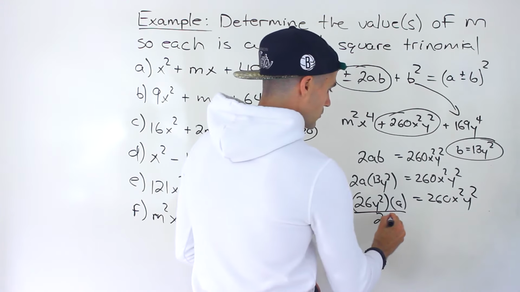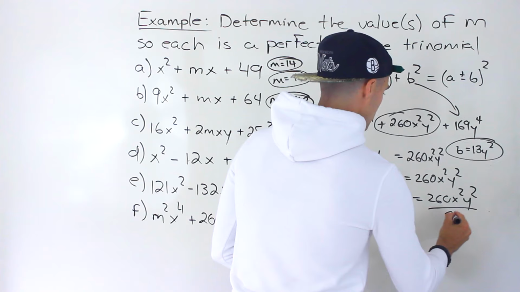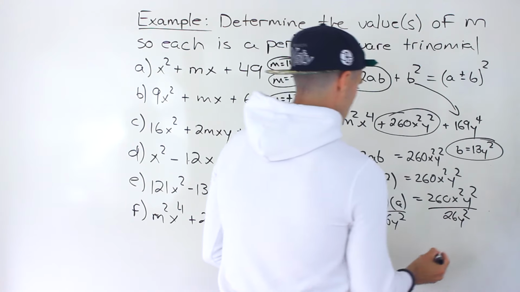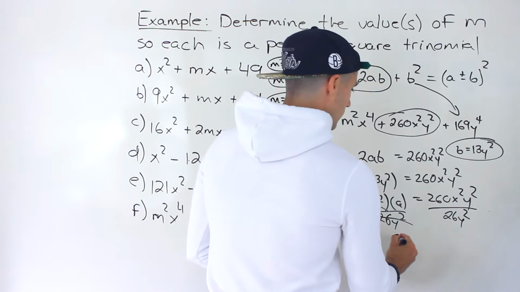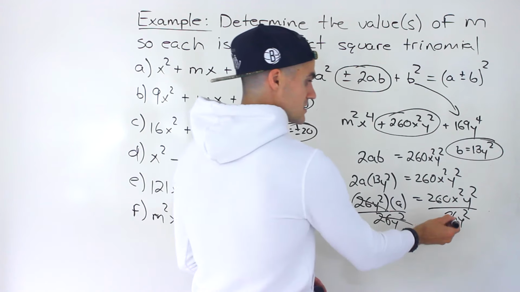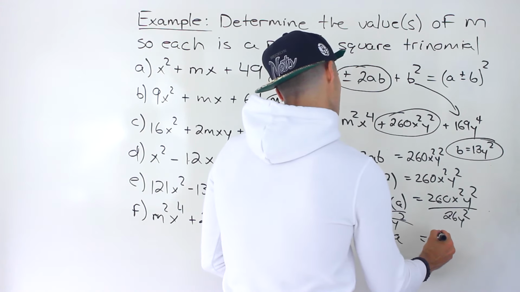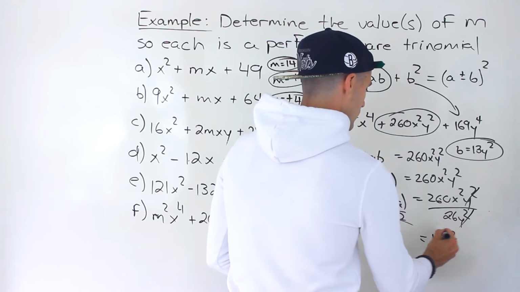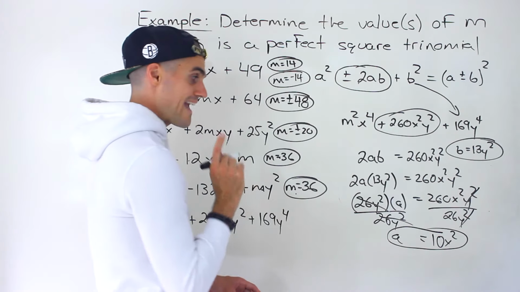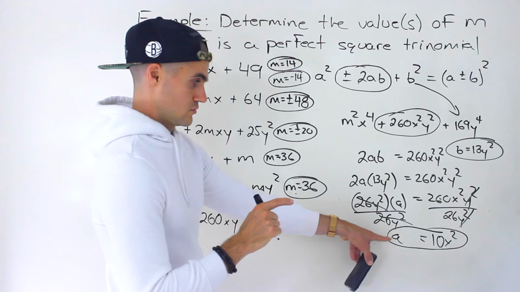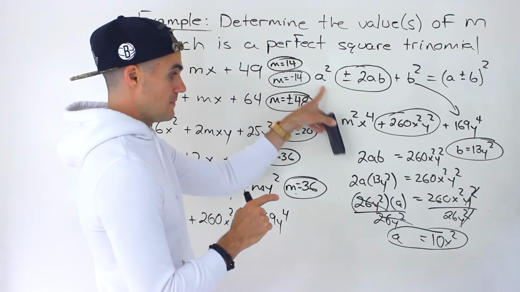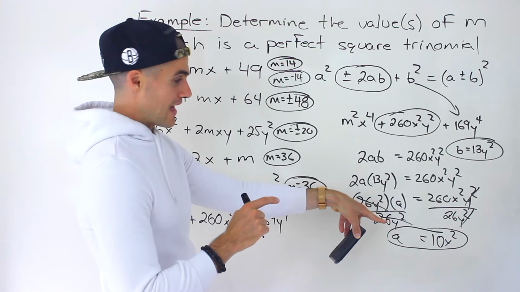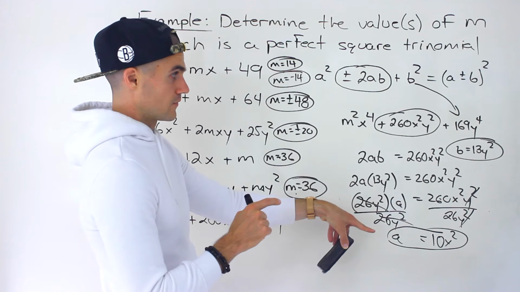Right? Then we could divide both sides. These cancel out. What's the a value going to be? 260 divided by 26 would give us 10. The y squareds cancel out. We're left with x squared. So the a value in this formula is 10x squared.